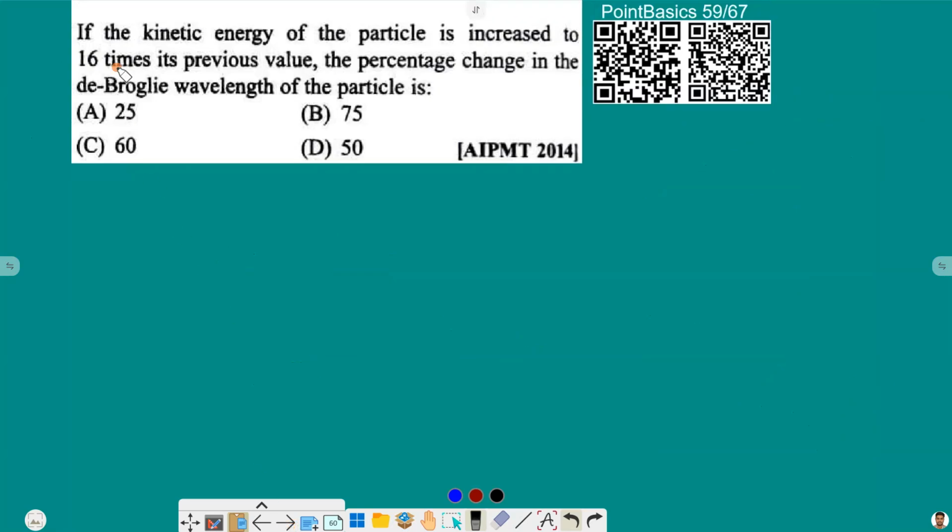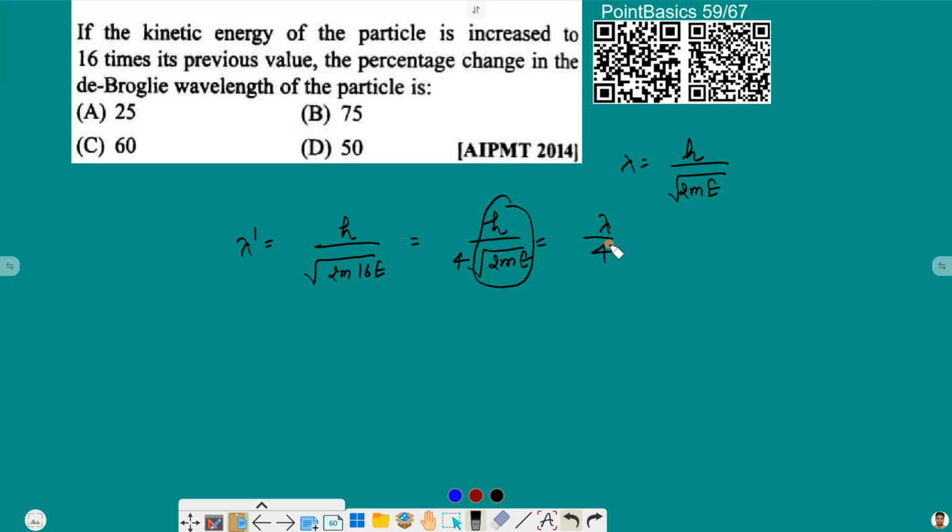Moving ahead, if the kinetic energy of a particle is increased to 16 times the previous value, what is the percentage change in the de Broglie wavelength? So we know that de Broglie wavelength is h by p, and p is under root 2mE. So lambda dash will be, as energy becomes 16E, h by under root 2m into 16E, and this can be written as h by 4 into under root 2mE. So this is the original wavelength, so that becomes lambda by 4.